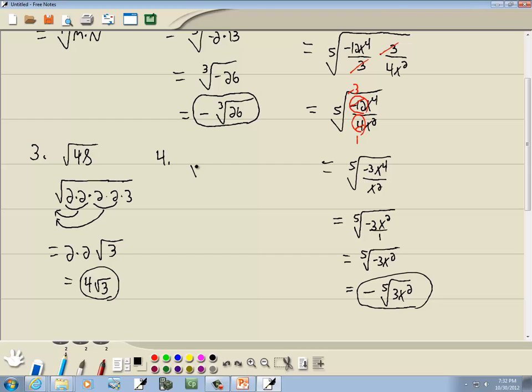Okay, let's look at the 4th root of 80. 80, that's 2 times 2 times 2 times 2 times 5. Now our index is 4, which means looking for a set of 4 of something. Well, here's 4 2s, so those 4 2s are going to come out in front as a single 2. So we got 2 times the 4th root of 5. And that's our answer.